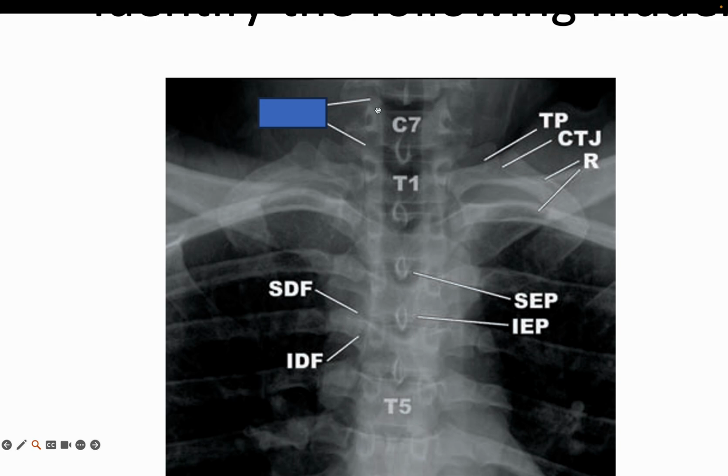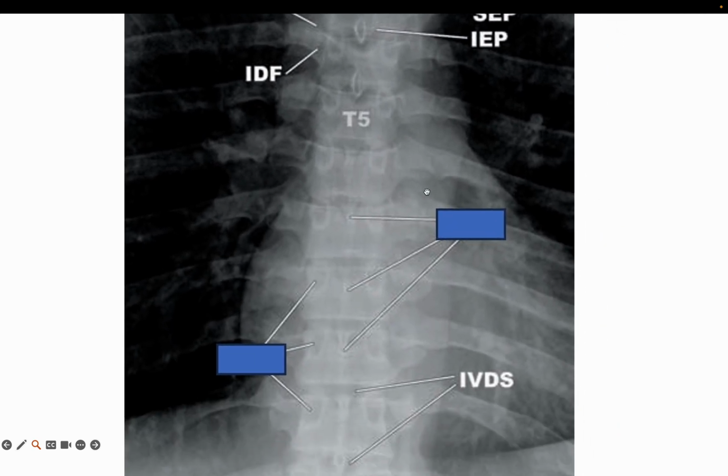Okay, so this is at the C7 and the T1 levels, and it is located at the lateral aspect of the vertebral body, and it is pointing up here, as we can see. So these are the uncinate processes. These, as we have seen already, will also be present at the T1 vertebra. Okay.